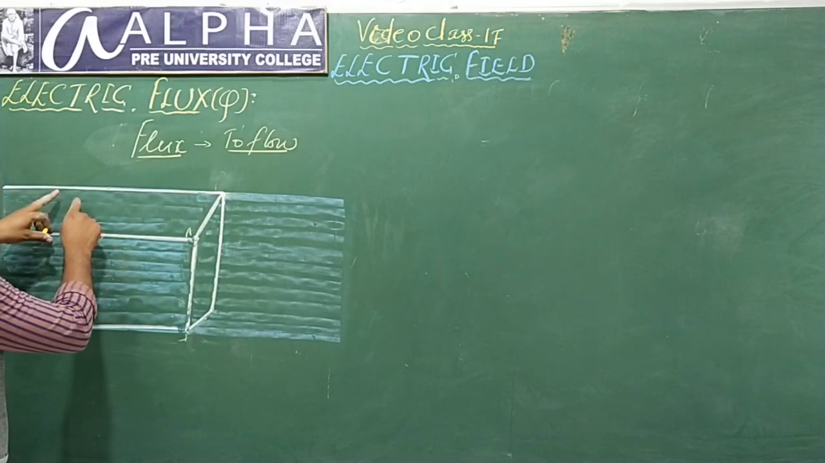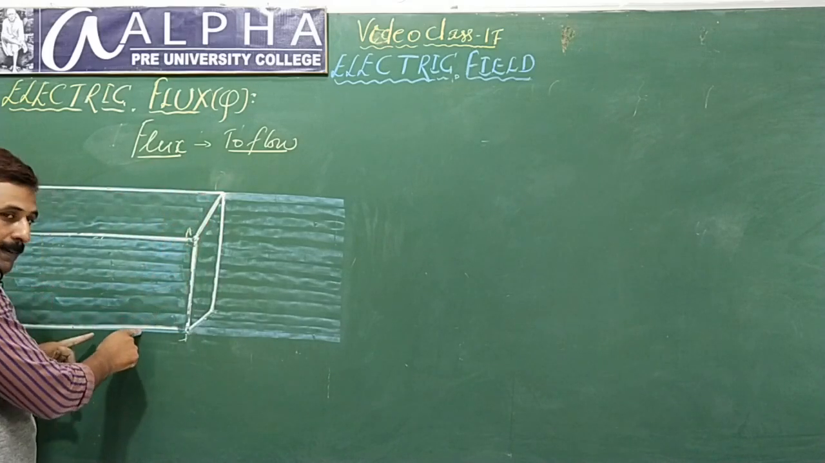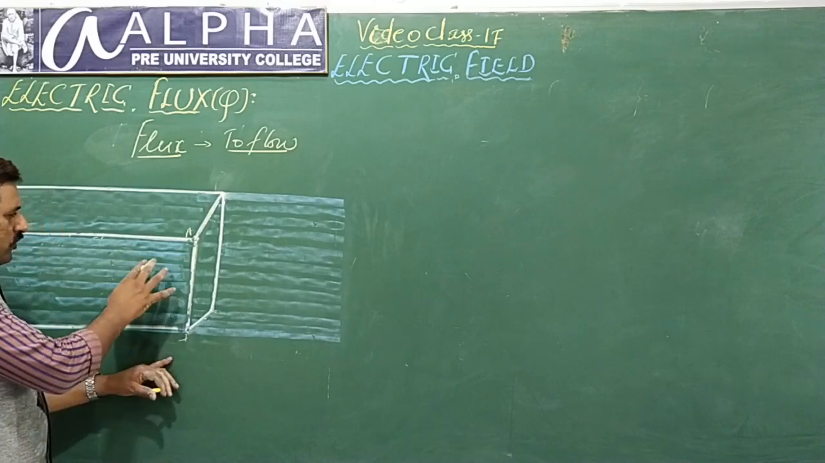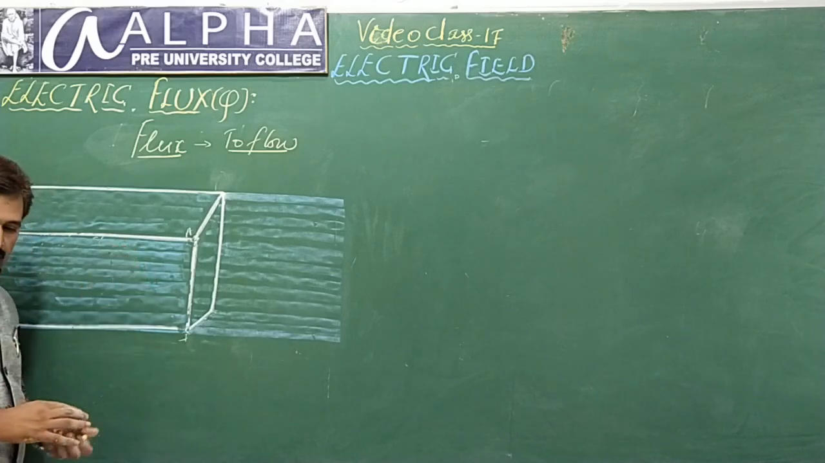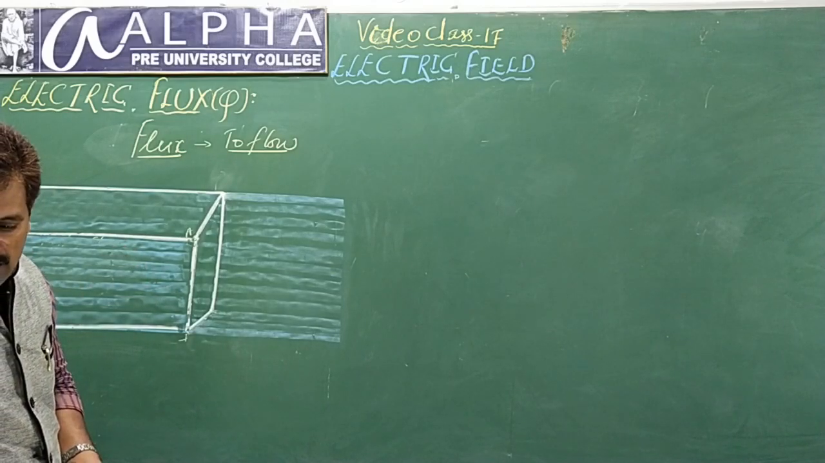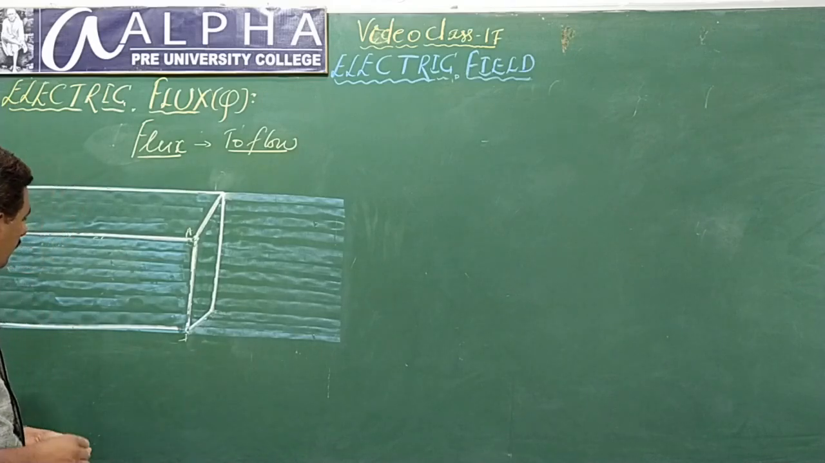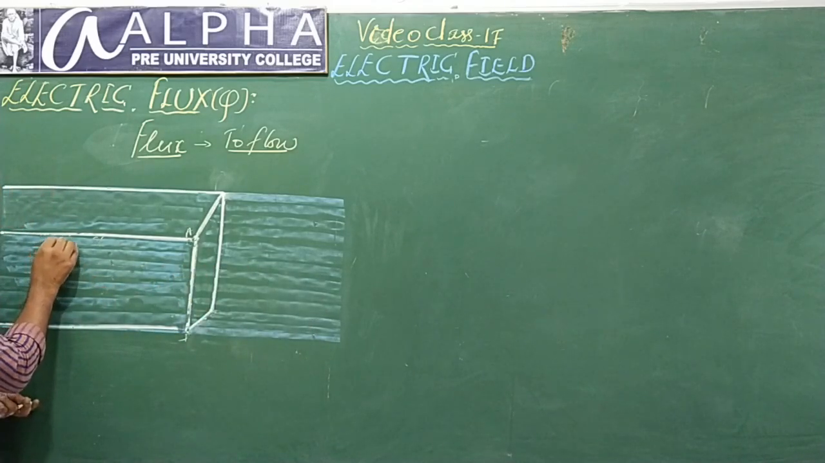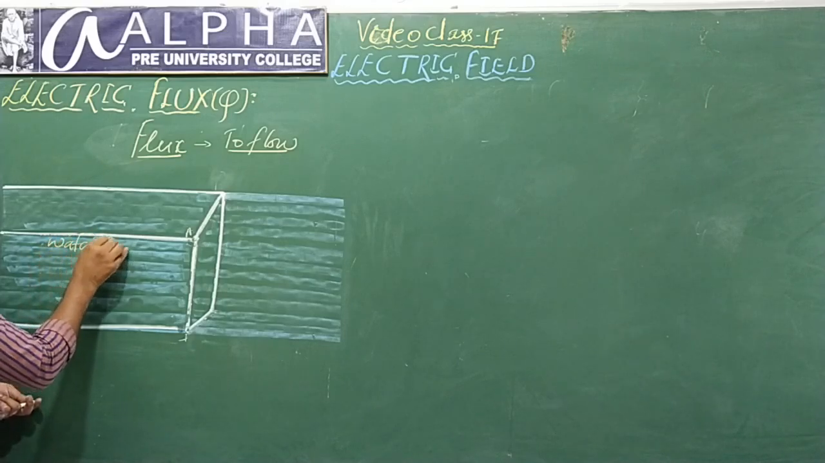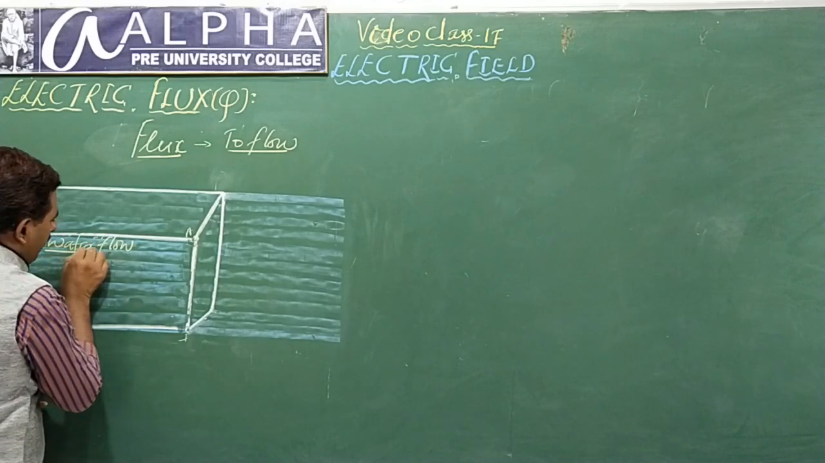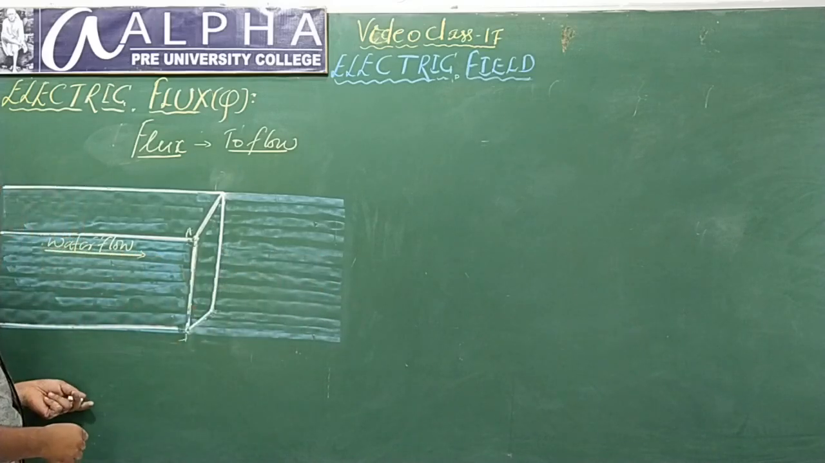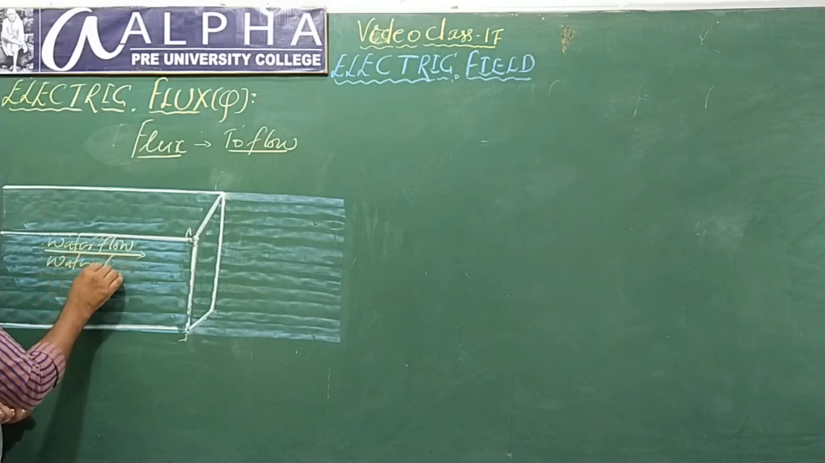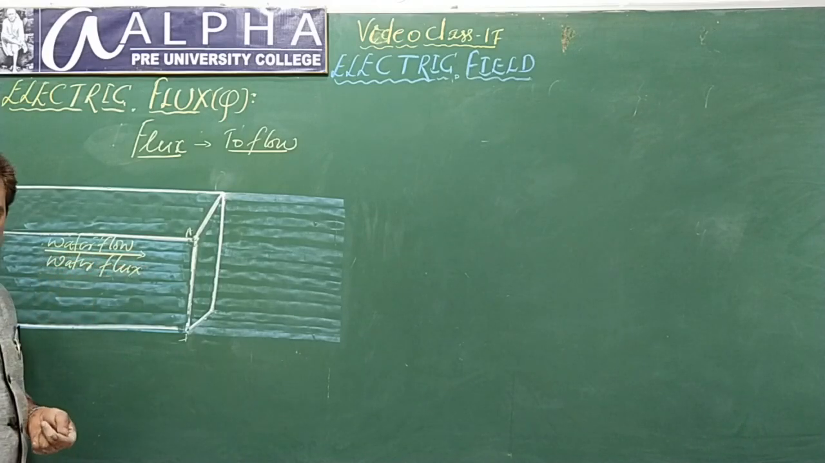See students, this is a rectangular pipe. Usually water carrying pipes are cylindrical, but I have chosen rectangular to make the understanding of the concept clearer. Here, these lines, stream lines, represent the water flow direction. Water flows in my example to the right, coming out of this cross section. So I can call this water flux.